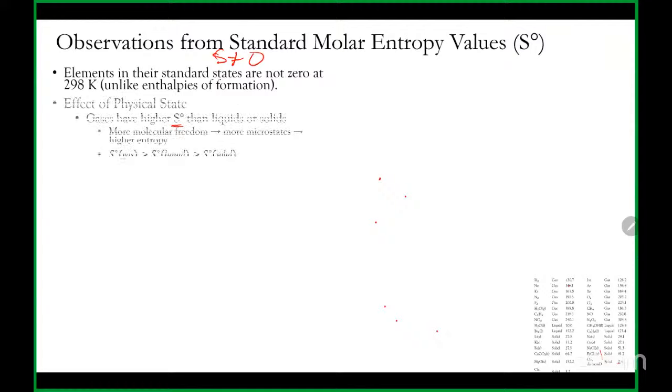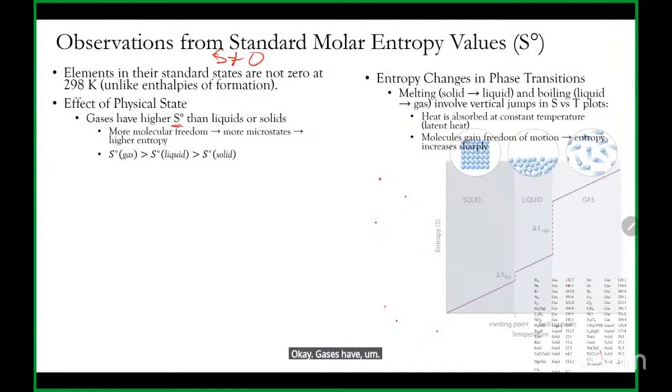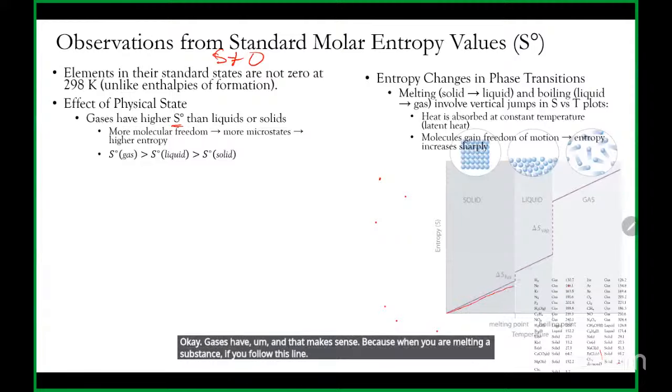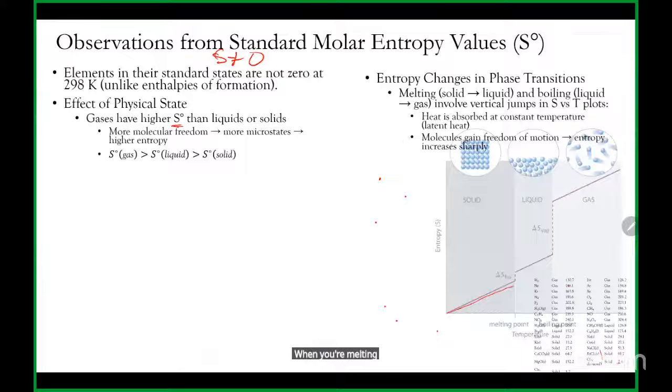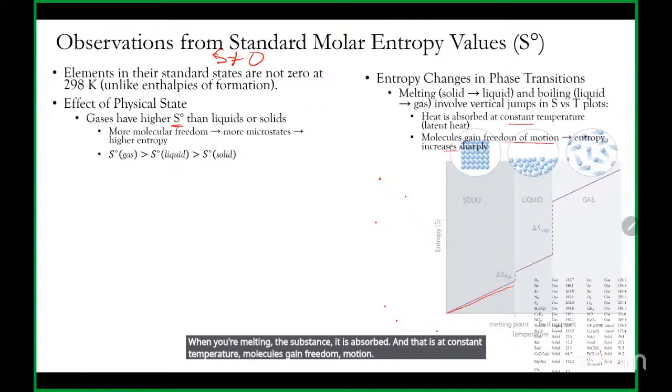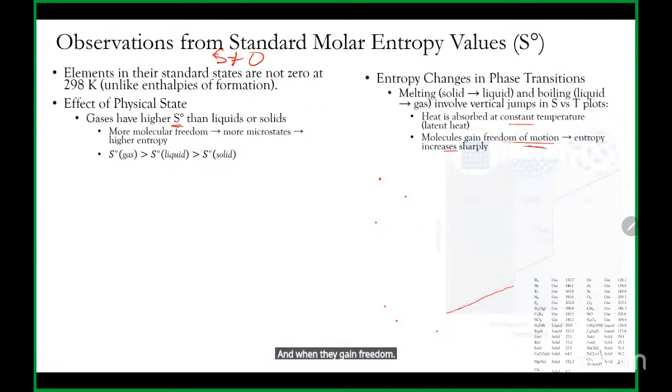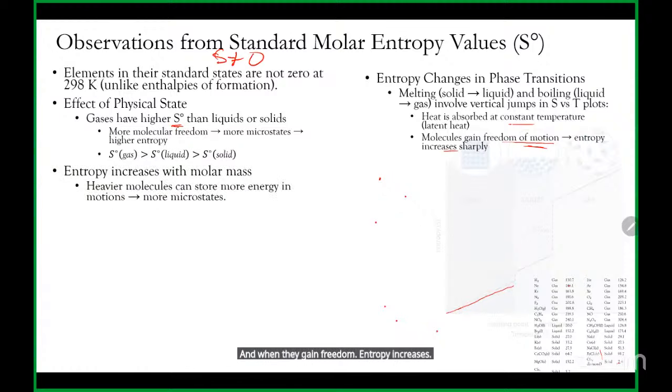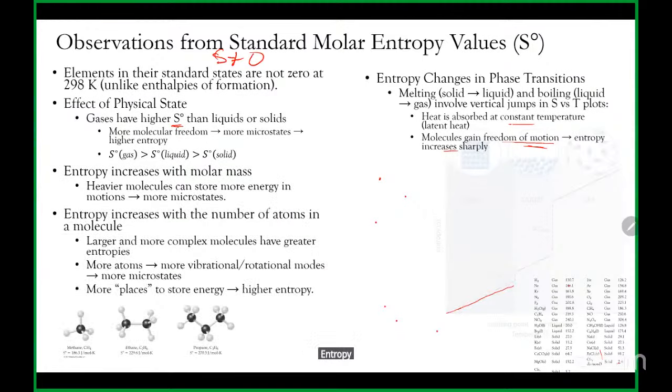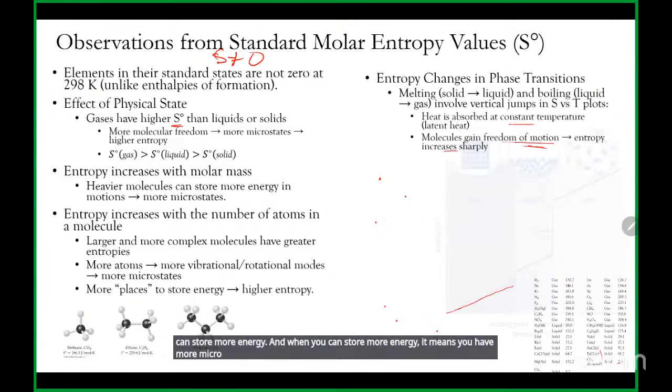Gases have higher entropy, and that makes sense because when you are melting a substance, heat is absorbed at constant temperature. Molecules gain freedom of motion, and when they gain freedom, entropy increases. Entropy increases with molar mass. Heavier molecules can store more energy, and when you can store more energy, it means you have more microstates that you are working with.